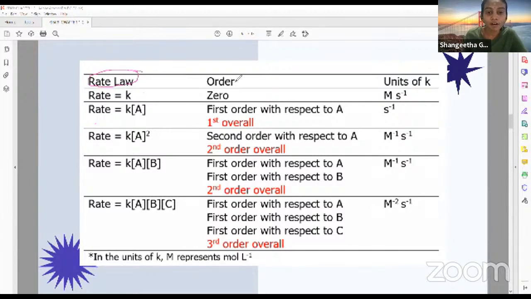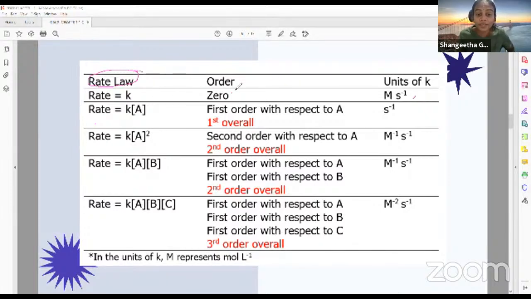So you can have a zero order rate law. Zero order means none of the concentration of the reactants matter. When the order of the reactants is zero, you're only left with K, so rate is equal to K. So the unit of your rate constant will be the same as the unit of your rate, which is M s^-1. That one you already learned previously.